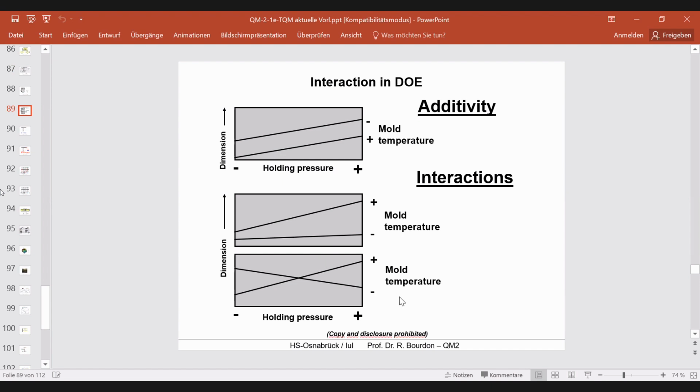This is an extreme situation here. Here you have an increasing effect of the holding pressure if the mold temperature is high, and a decreasing effect of the holding pressure if the mold temperature is low. This is not so common. Mostly interactions look like what you see in the figure in the middle.